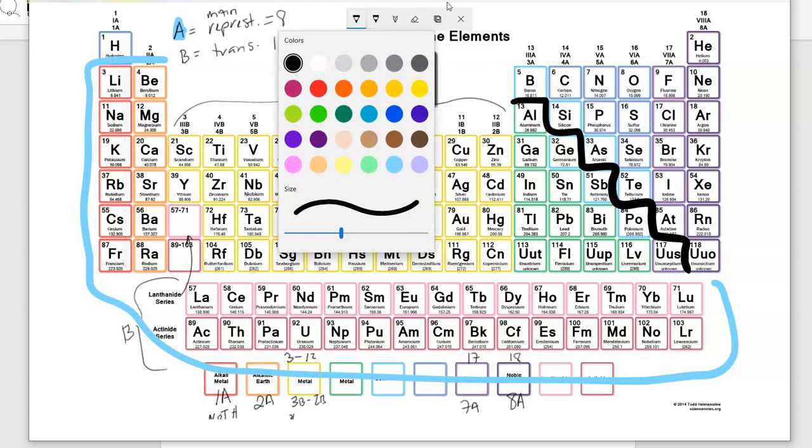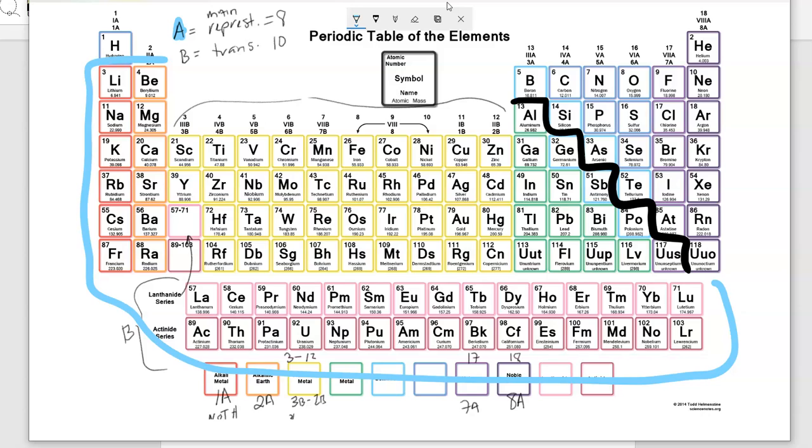So all of this blue region, let me go back to my blue, all of this, right there. Those are all of your metals. So as you see, three-fourths of the periodic table, those are your metals. So I'm going to label this metals.